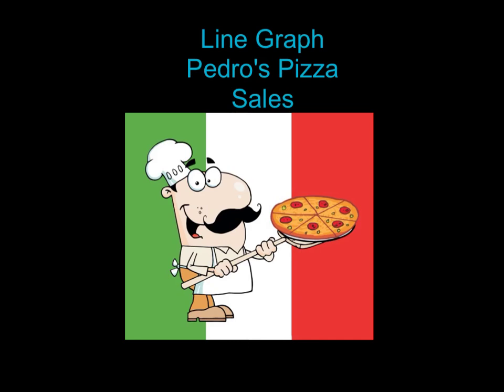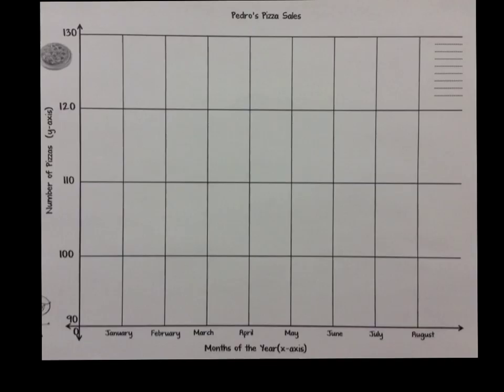You should have a line graph piece of paper that your teacher gave to you yesterday. It's labeled Pedro's Pizza Sales across the top. You'll need that out along with a pencil in order to complete this task. All right, third grade. Pictured on the screen is the graph that we're going to be using throughout this lesson. We're going to graph the first couple of months together, and then you're going to finish graphing the rest of the month's pizza sales on your own.